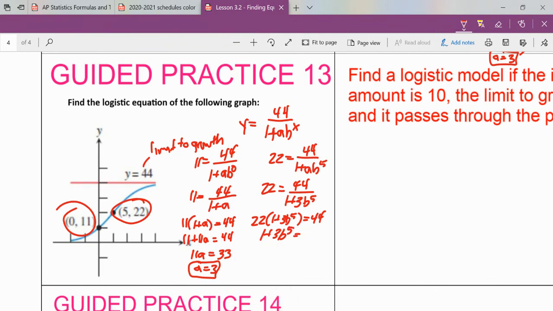If I divide by 22, that's 2. Subtract 1. Divide by 3. And then I could take the 5th root of both sides. So b equals the 5th root of 1/3. So if I rewrite that final equation, that's just y equals 44 over 1 plus the a value, which is 3, times the b value, which is the 5th root of 1/3, to the x power.